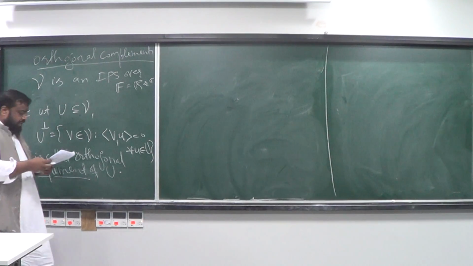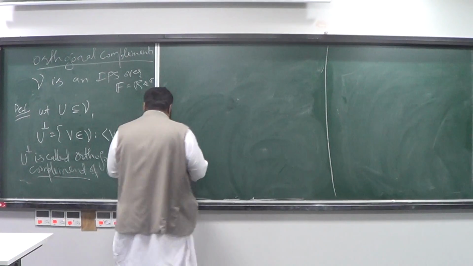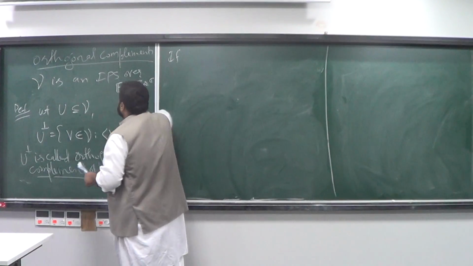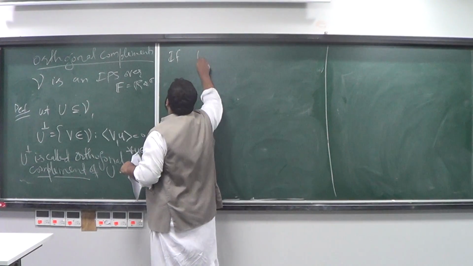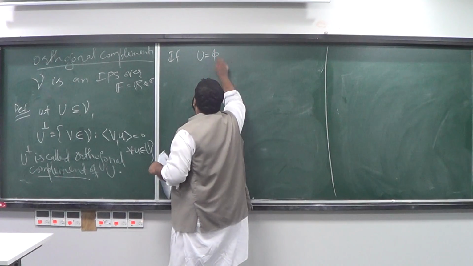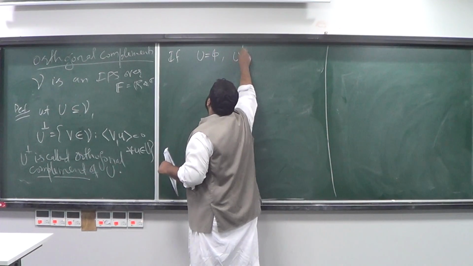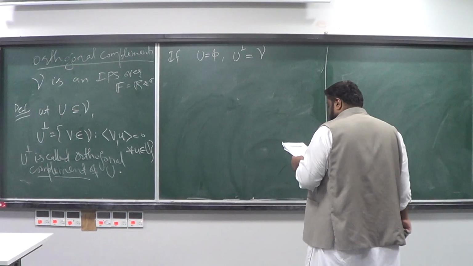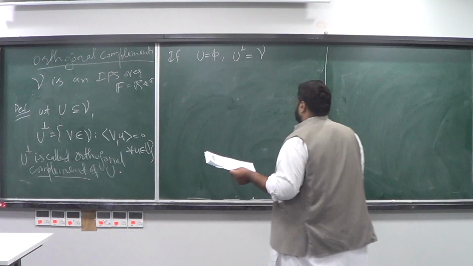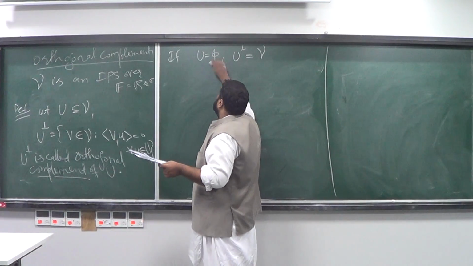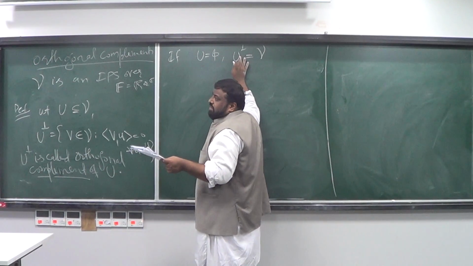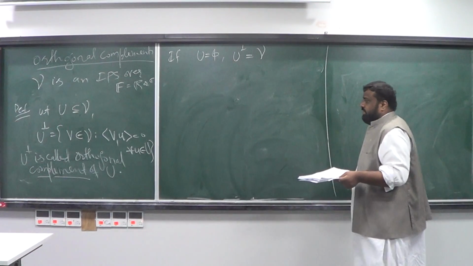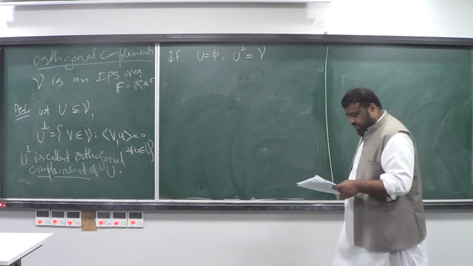In particular, U can be the empty set or a non-empty set. If U is the empty set, then the orthogonal perp is going to be the entire vector space V. So if U is the empty set, then we say that the orthogonal perp is really the entire inner product space. So this is part of our definition.